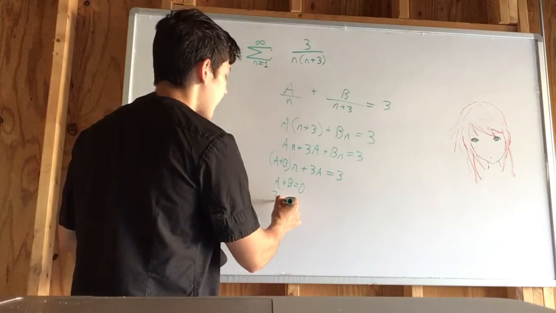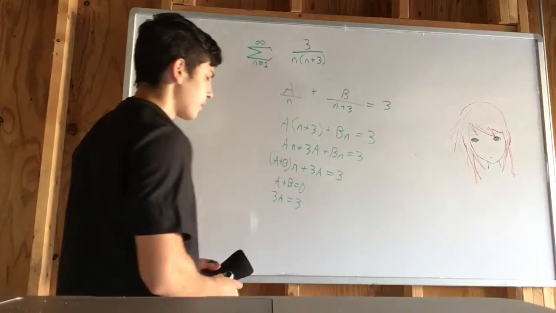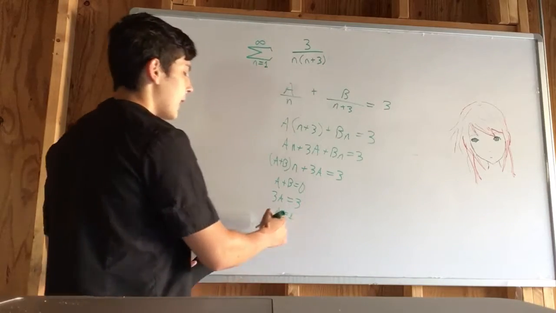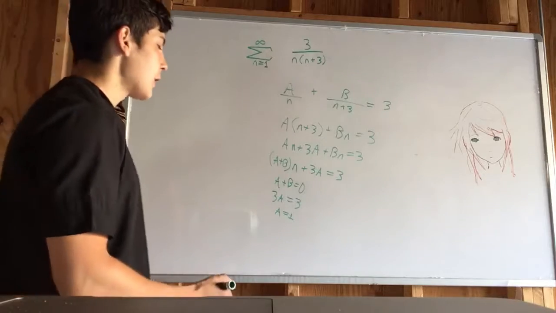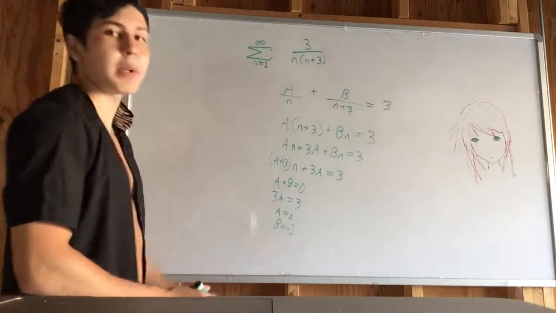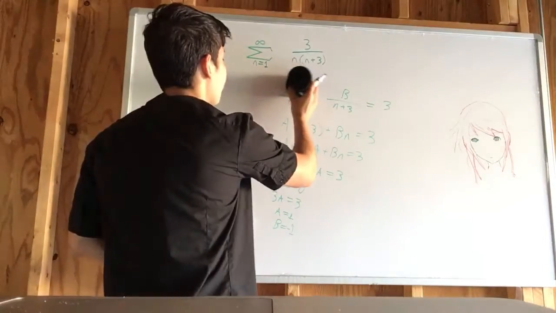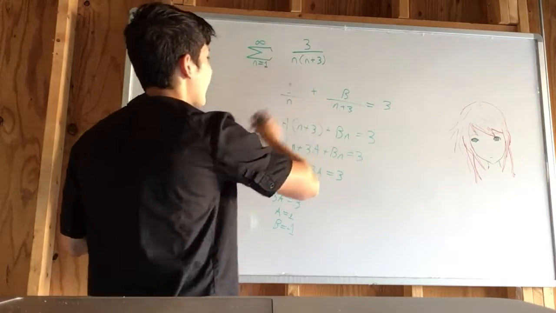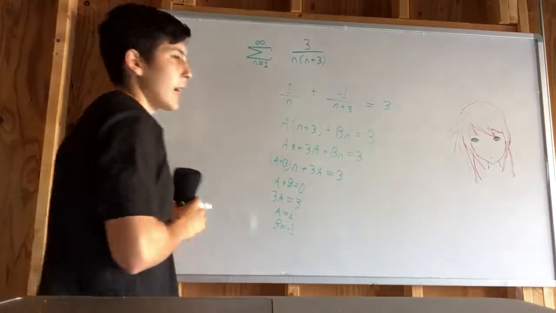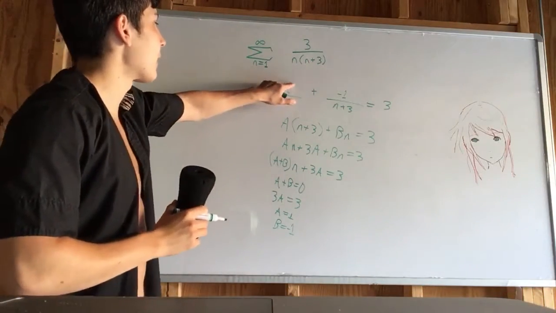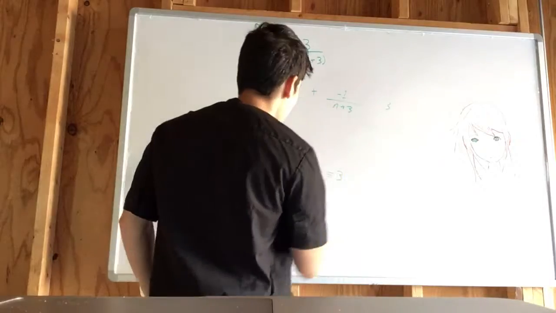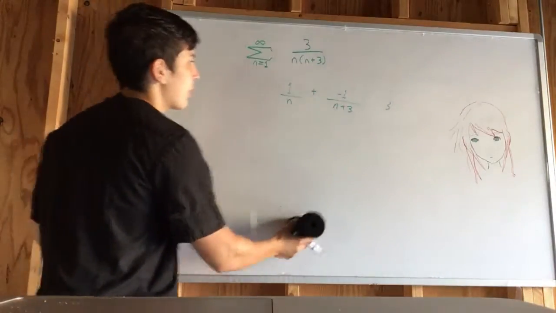Therefore, 3A is the only thing that could be 3. 3A equals 3. That gives us A equals 1. And if A equals 1, and we have this relation here, then B equals -1. So now we could plug these values back in, and we have 1 over n, and we have -1 in there. So this is how we're looking now. This thing right here is the same thing as this. That's what we wanted, just to get it in a different form where it's split.